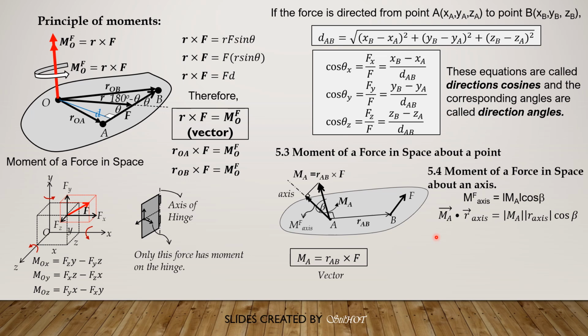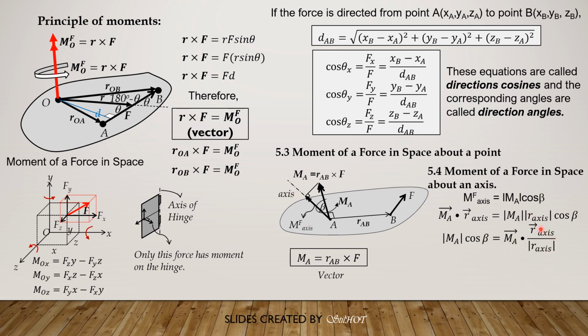So applying the dot product, we have vector MA dot the axis vector, which is equal to the magnitude of MA, the magnitude of the axis, times cosine of beta. Since MA cosine beta is interpreted as the moment of the force about this inclined axis here, MA cosine beta, or the moment of the force about the inclined axis, is simply MA dot R axis divided by the magnitude of the position vector for this axis here, or R axis.